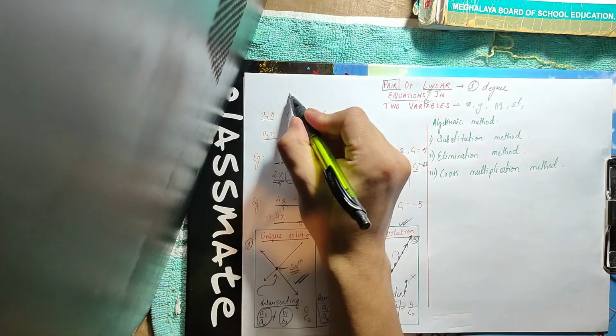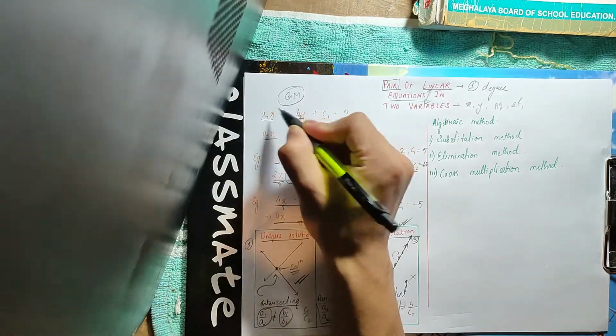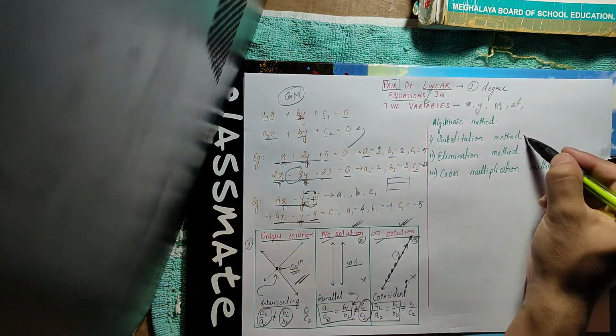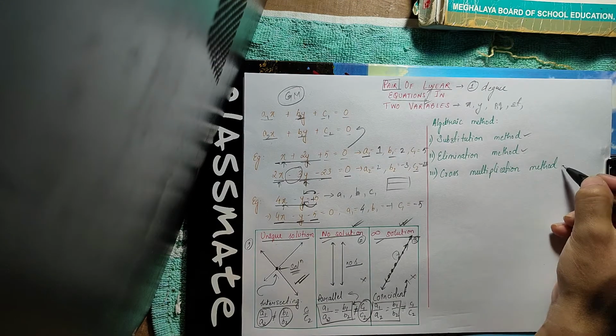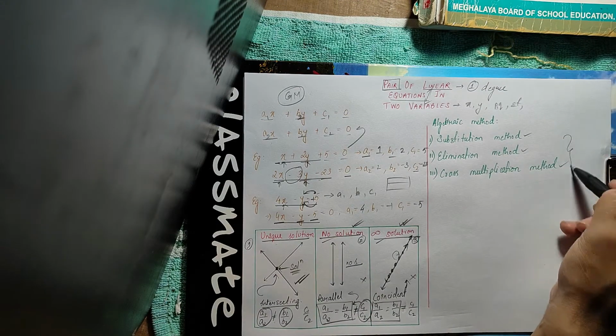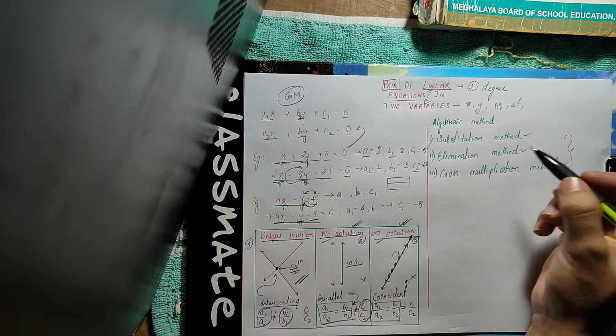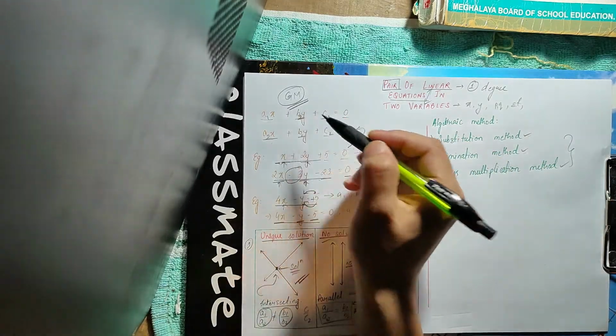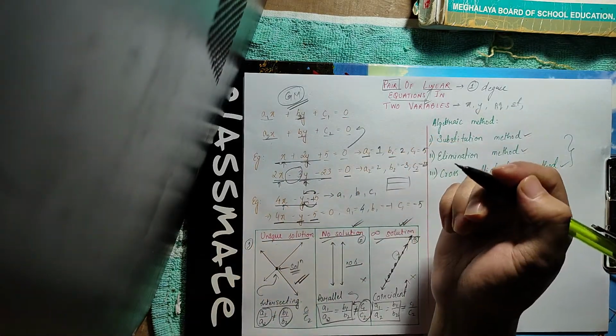This method is known as the graphical method. We will have some other methods such as substitution method, elimination method, cross multiplication method. These three methods we'll be looking at in the upcoming videos. In this video we'll be discussing only the graphical method. So let us see some numericals.